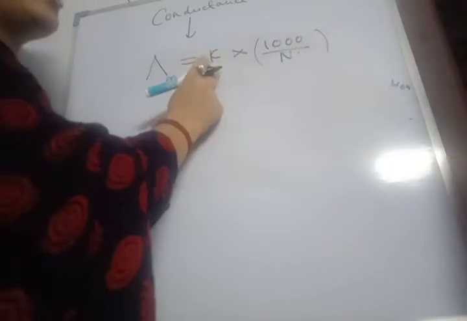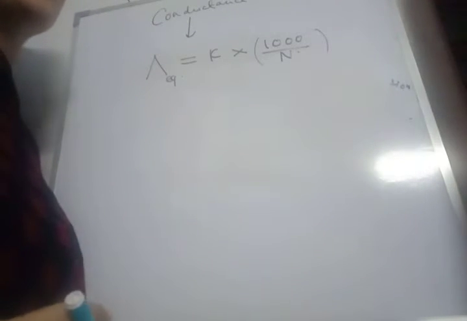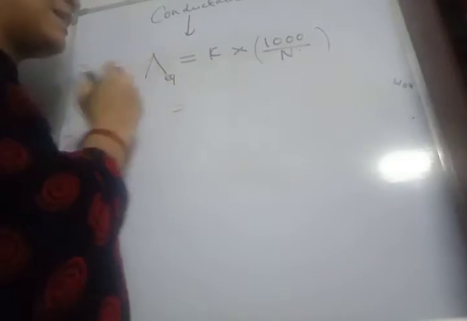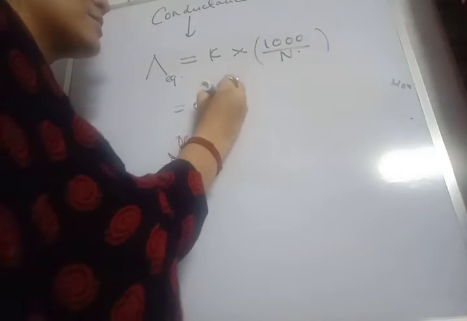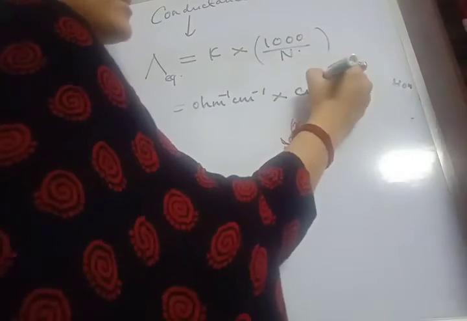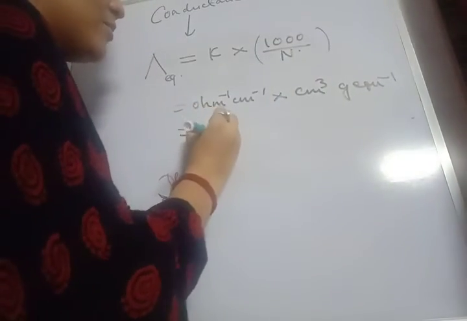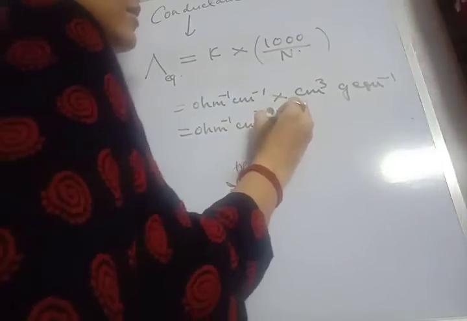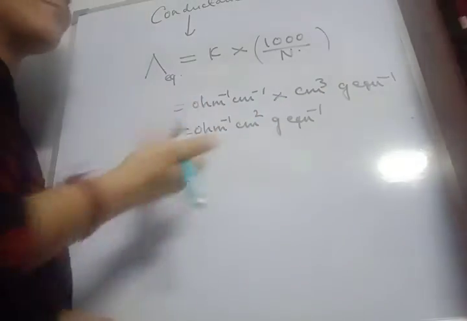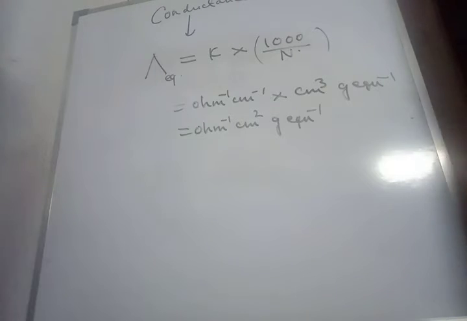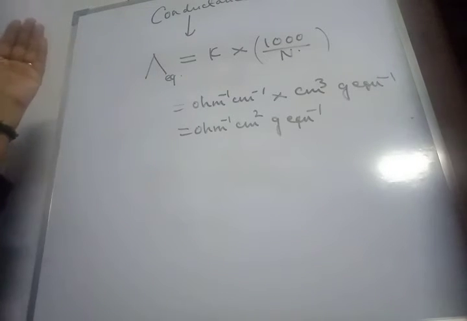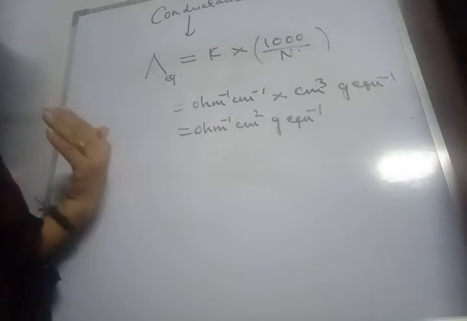Kappa is the specific conductance or conductivity. 1000 by N represents the volume of the solution in cc per gram equivalent. So the unit of lambda equivalent is equal to ohm inverse centimeter inverse, that is the unit of kappa, into the unit of this factor, 1000 by N, that is cc per gram equivalent. So it is ohm inverse centimeter square gram equivalent inverse, or I can say Siemens centimeter square gram equivalent inverse. Okay, so these are the units of equivalent conductance and molar conductance.